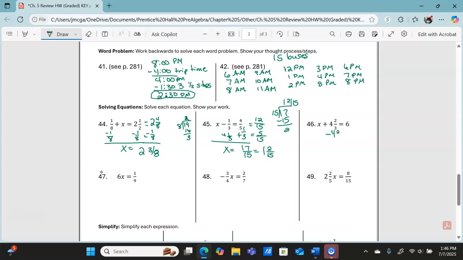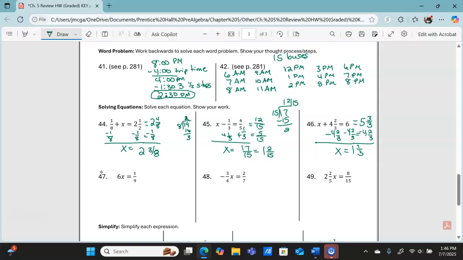Subtract 4 2/3 from both sides. So I'm going to rewrite this as 5 3/3. I'm going to borrow 1 from my 6 because I need something to subtract my 2/3 from. So 3/3 minus 2/3 is 1/3. 5 minus 4 is 1. So we get x equals 1 1/3.